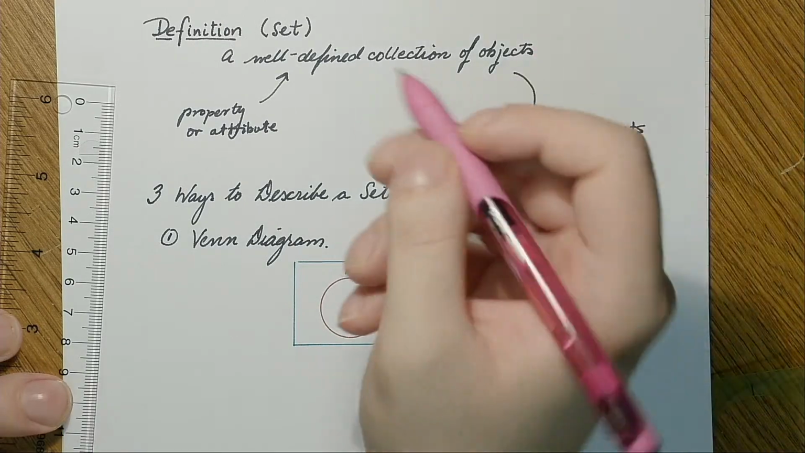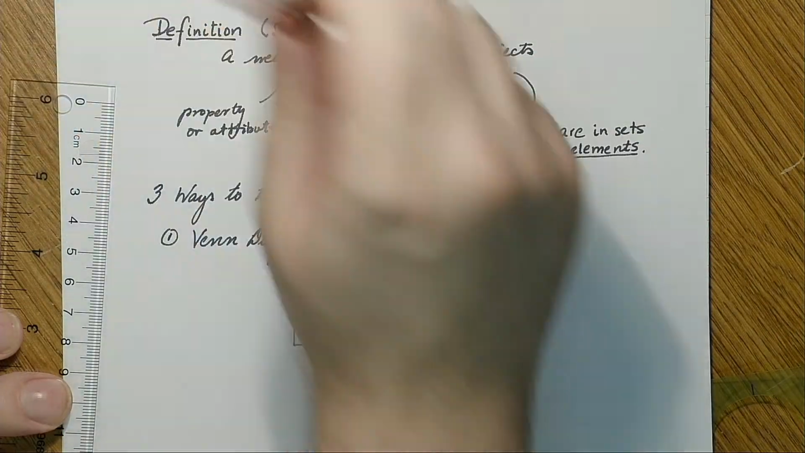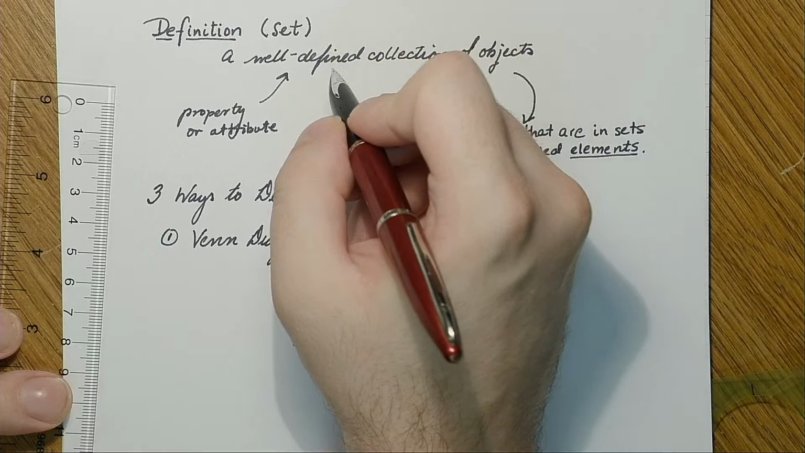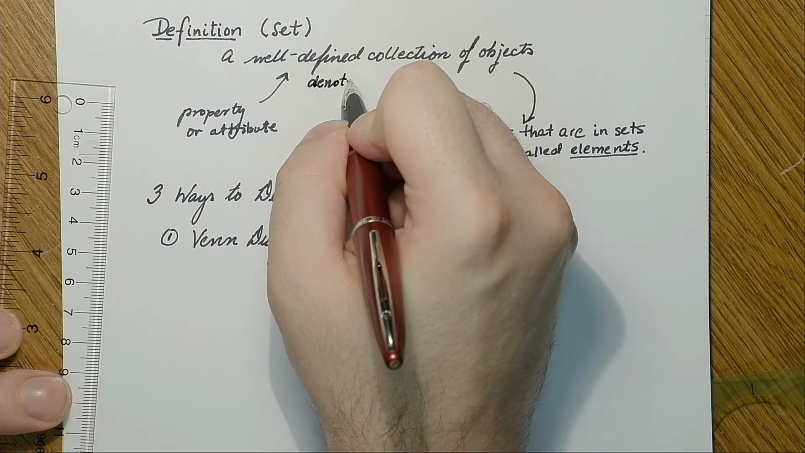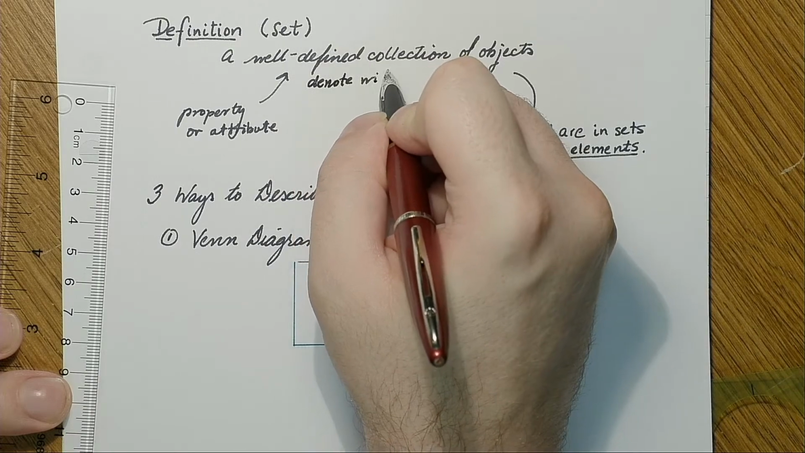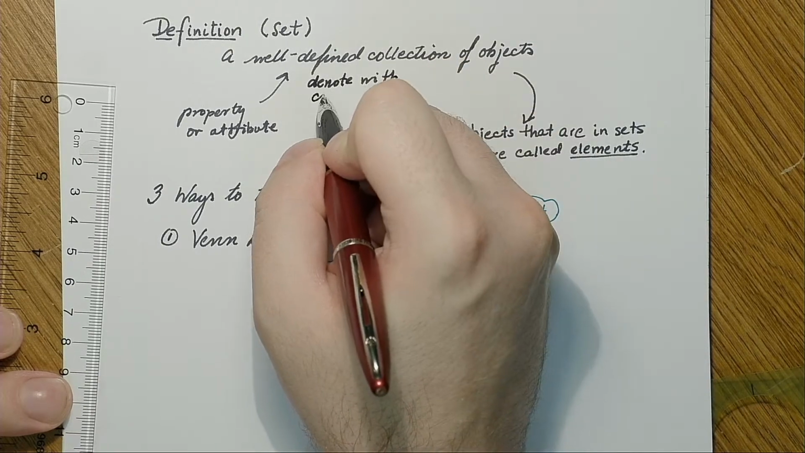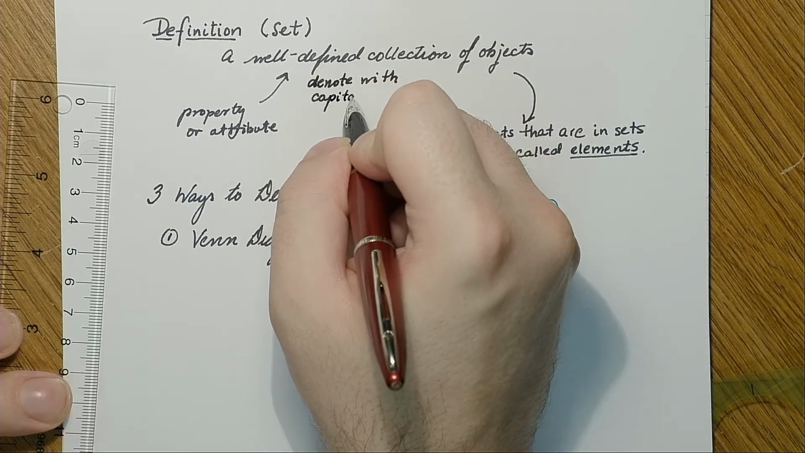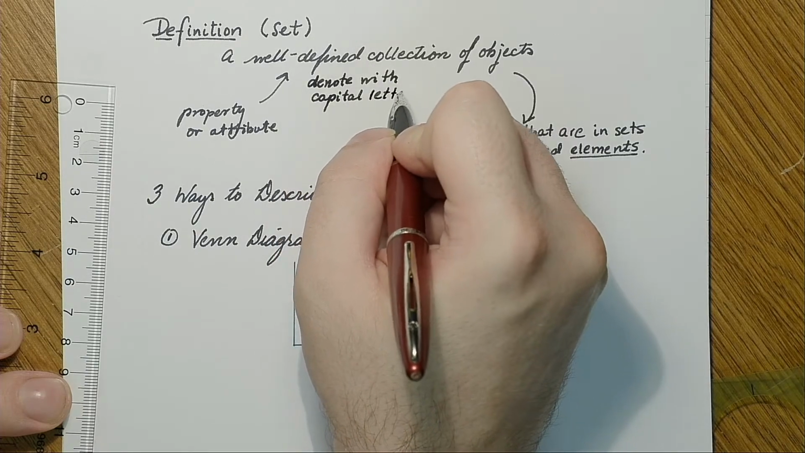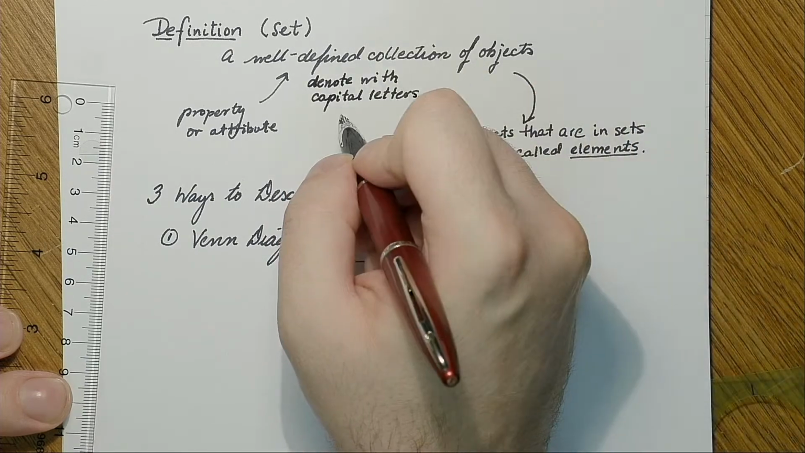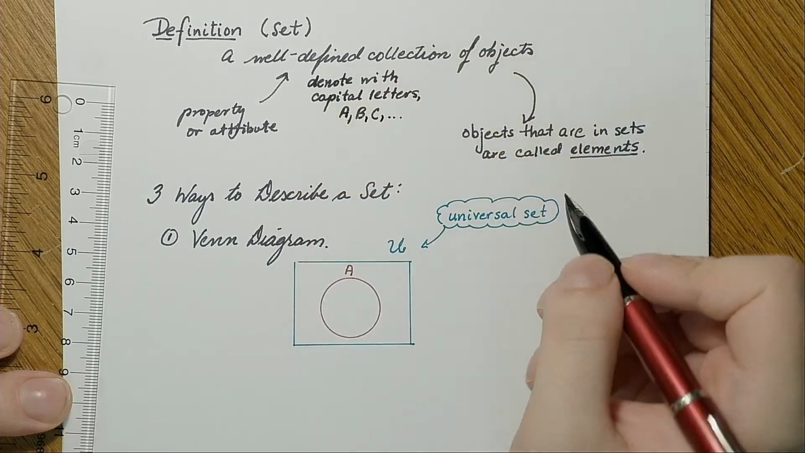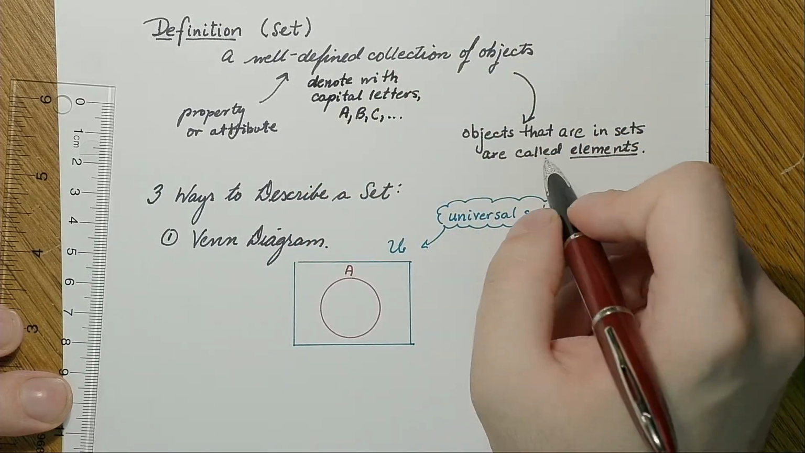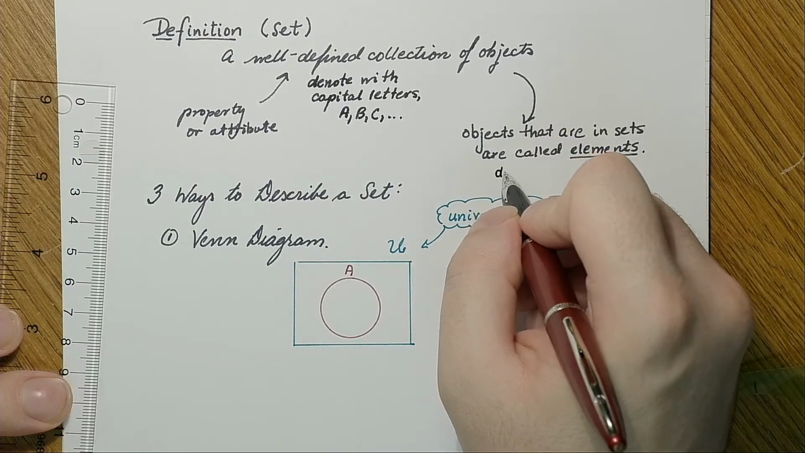Now I should also say that with sets, we usually denote them with capital letters. So these are things like A, B, C, dot, dot, dot. And objects that are in the sets are called elements, and we denote these with lowercase letters.